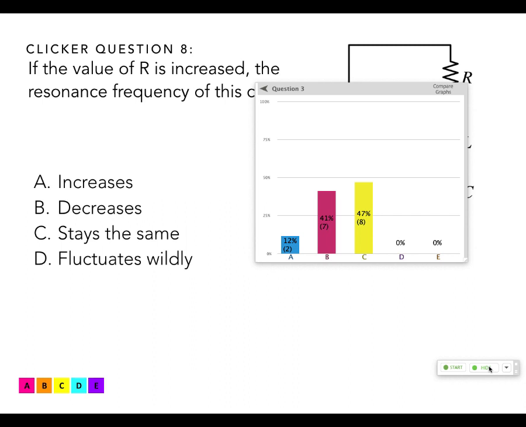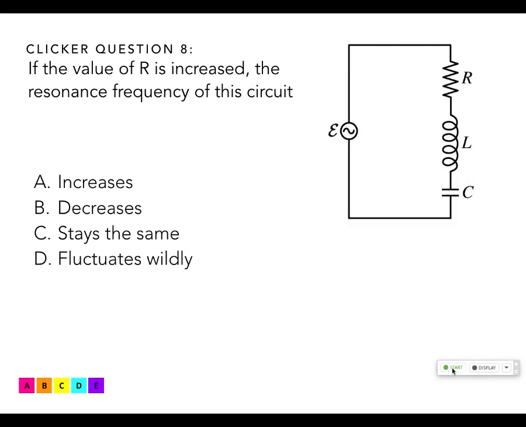All right, let's discuss. At least we know it doesn't fluctuate wildly. Better. Okay, so what do we know about the resonant frequency? What does it depend on? L and C, right? Resonant frequency is going to be 1 over the square root of LC. So if you change R, does that change the frequency at which this thing resonates? No. What does it change? The maximum current, okay? So it changes the peak size, but it doesn't move the peak left or right. It doesn't increase, it doesn't decrease, it stays the same, okay?